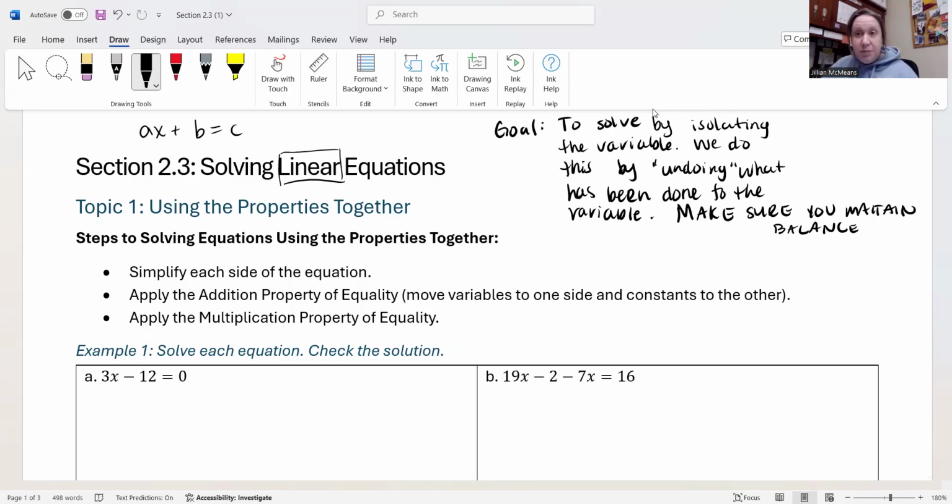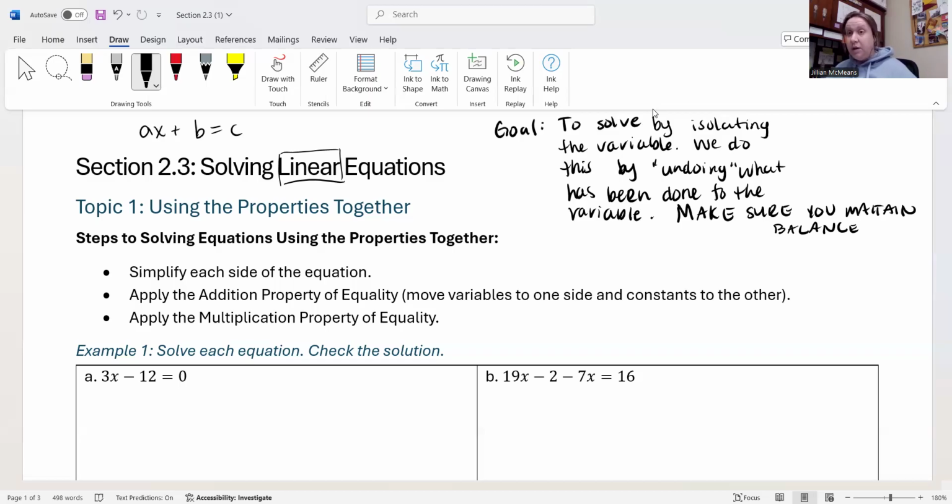Now, using the properties together, again, in the previous two videos, we talked about the addition property of equality and the multiplication property of equality. The addition property of equality allowed us to move things by addition or subtraction from the left hand to the right hand or vice versa. The multiplication property of equality allowed us, when we get to that final step of the equation where we have a single variable term equaling a single constant term, to multiply or divide by the coefficient of the variable to ultimately isolate the variable.